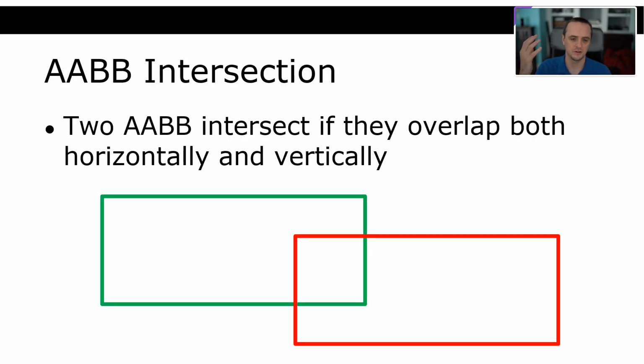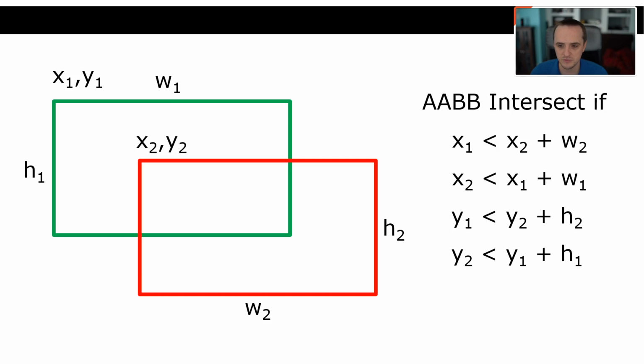And now we can say that two axis-aligned bounding boxes intersect if they overlap both horizontally and vertically. So they overlap horizontally and vertically if this is true, okay? Now you can think, if x1 is to the left of x2 plus w2, if x2 is to the left of the right-hand side of green, and if the top is above the bottom for both of them, okay?